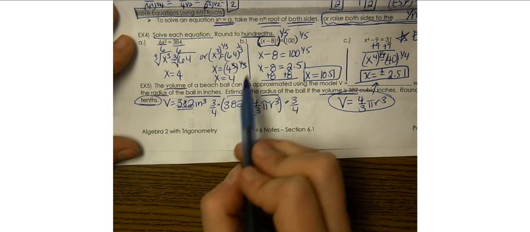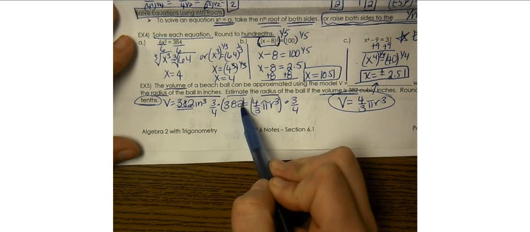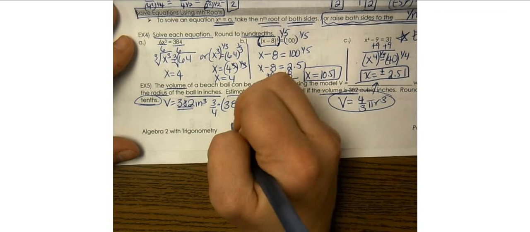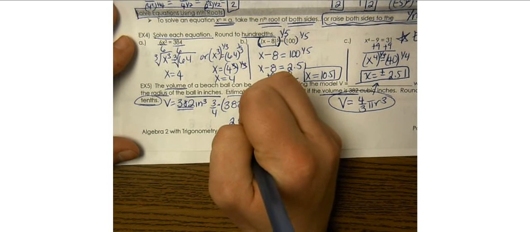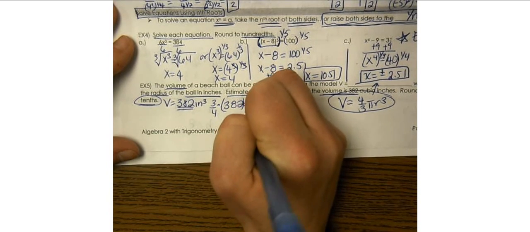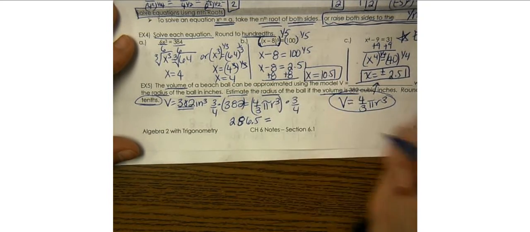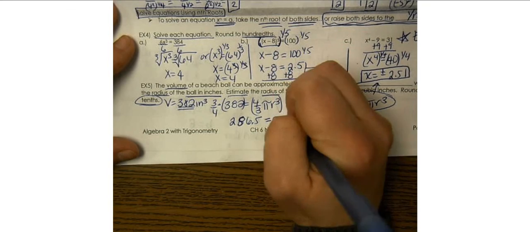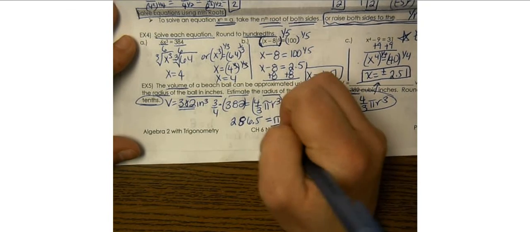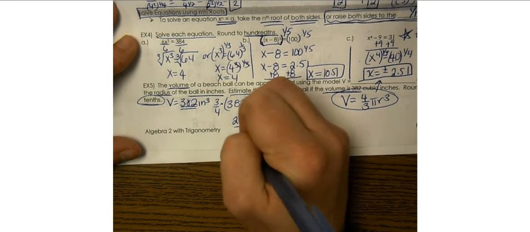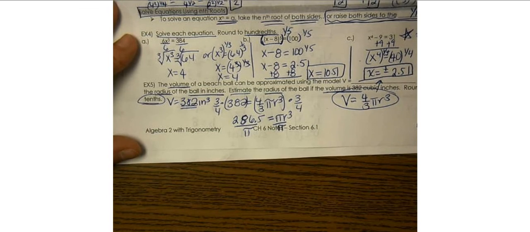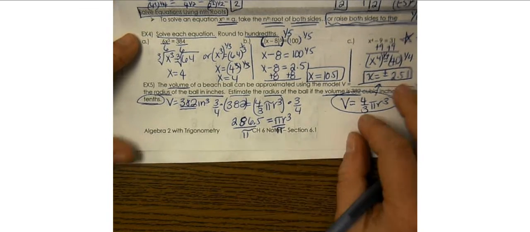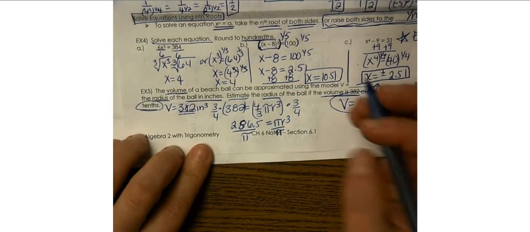3/4 times 382 is equal to 286.5, because I'm rounding everything to the nearest tenth. And this is going to be equal to pi r cubed. Now I'm going to get r cubed alone by dividing both sides by pi. And when I do that, I end up with 91.2. So I have 91.2 is equal to r cubed.